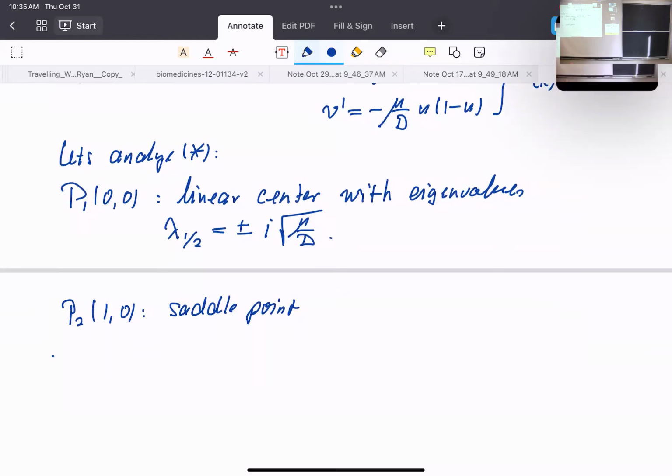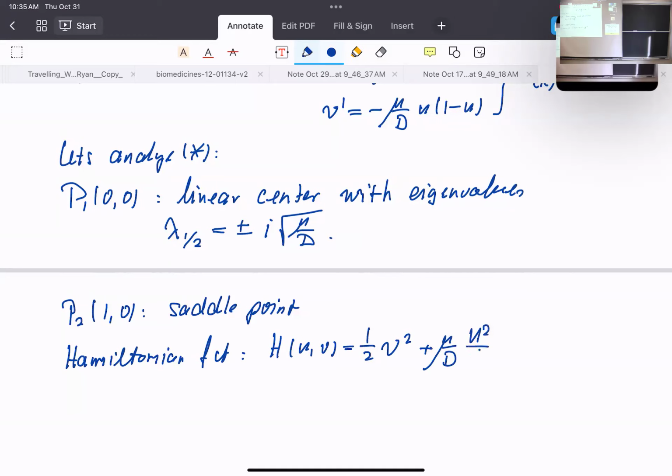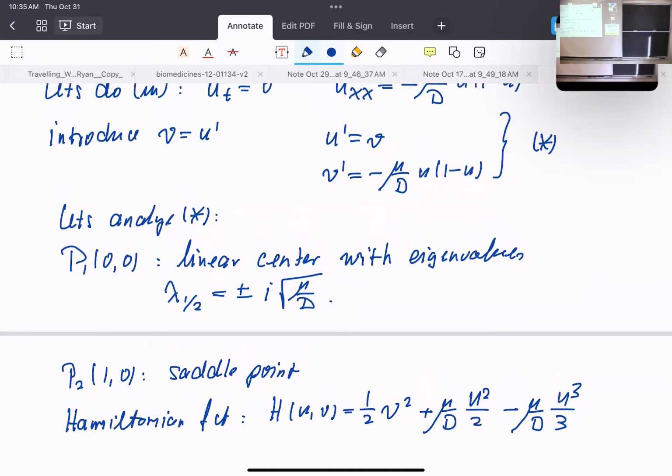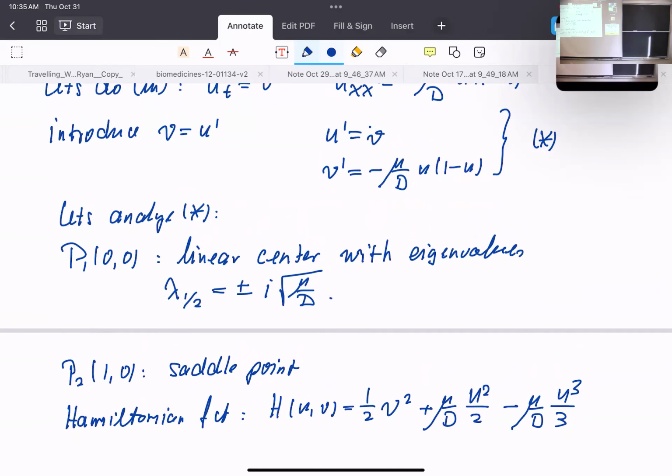And we are lucky we have this here too. We have a Hamiltonian function, which is H of u and v is 1/2 v squared plus mu over d times u squared over 2 minus mu over d times u cubed. And this works so well, because the u equation in star only depends on v, and the v equation only depends on u. So then you can essentially integrate these things to get a Hamiltonian. And if we have a Hamiltonian, we know a center is a center.